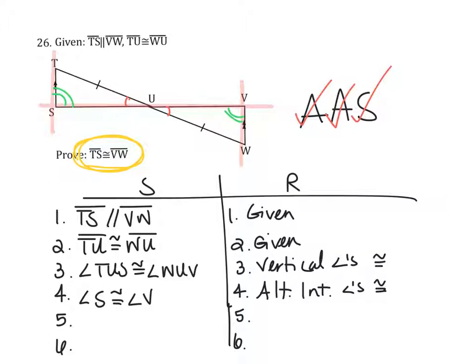So now that my checklist is complete, I can go ahead and say that the triangles are congruent. So I'm going to say triangle TSU is congruent to triangle, and we want to keep corresponding orders. So that's going to be WVU. And the reason there was angle, angle, side.